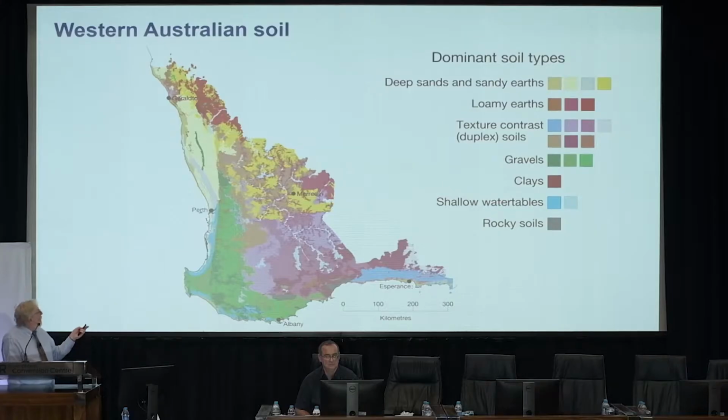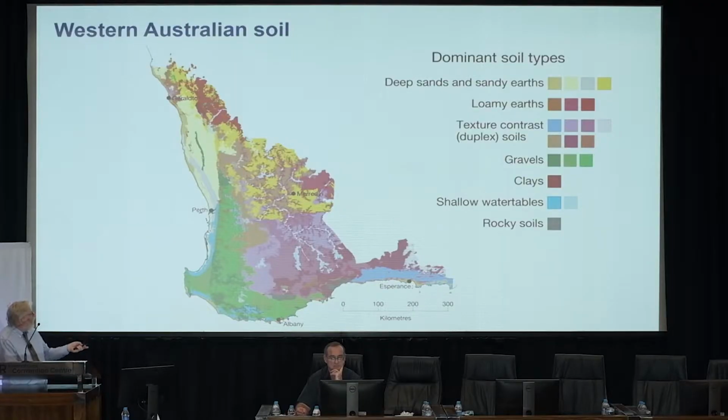The key feature that you'll see is deep sands dominating in the northern area, then duplex soils, which means sand 10 to 50 centimetres over a clay layer. This will come up in the talk a little bit later on. And then mostly forest gravels through this region, and there is still quite a bit of forest, so not quite so much agriculture in there.